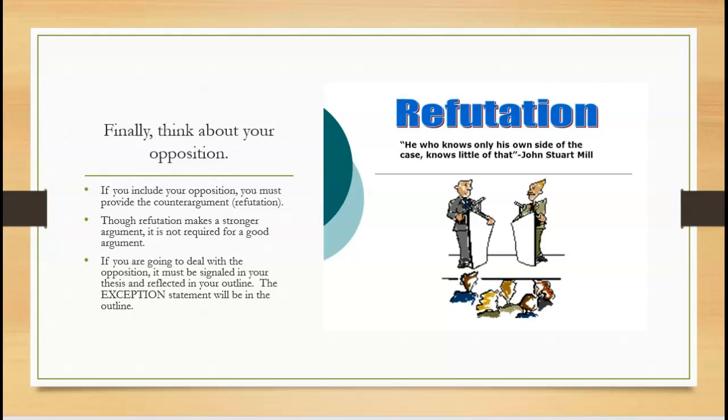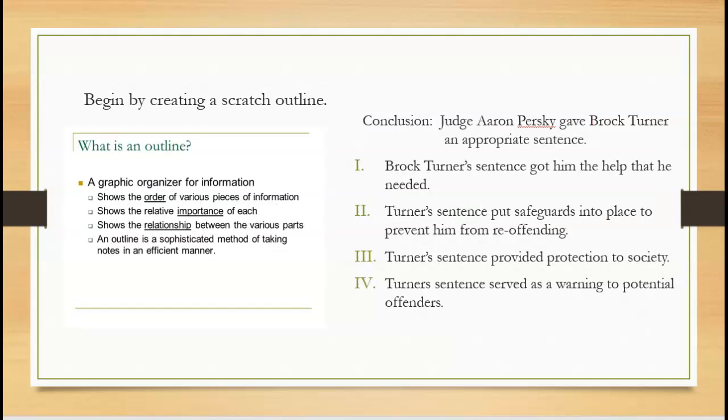Keep in mind that refutation is optional. It does not need to be included in the argument. If you're going to deal with the opposition, it's going to have to be signaled in your thesis, and it's going to have to be reflected in your outline. In the thesis, you will include the point that you're going to refute. In the outline, you'll provide your exception so that we know that you have a reasonable exception to that point before you move on.